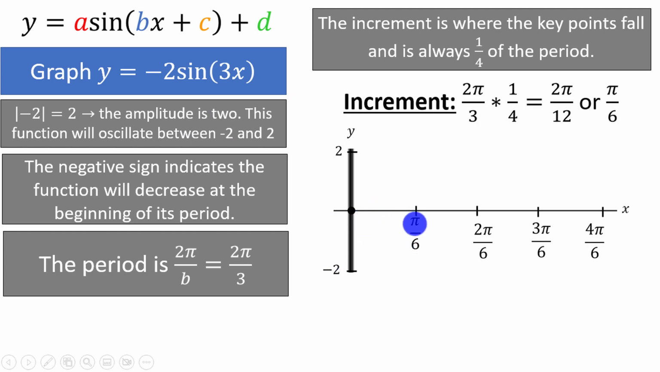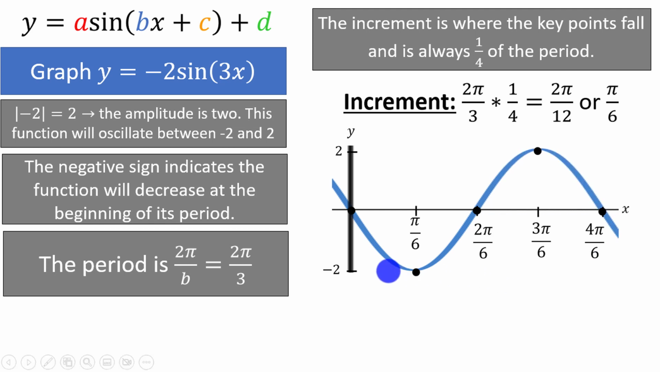So at pi over 6, we will have the point pi over 6, -2. Then at 2 pi over 6, we will have increased back to 0. So we have 2 pi over 6, 0. Then we will increase to 3 pi over 6, 2. And then finally, we will be back down to where we started, at 4 pi over 6, 0. We can connect the dots to draw our sine function. This is the graph of y equals -2 times sine of 3x.